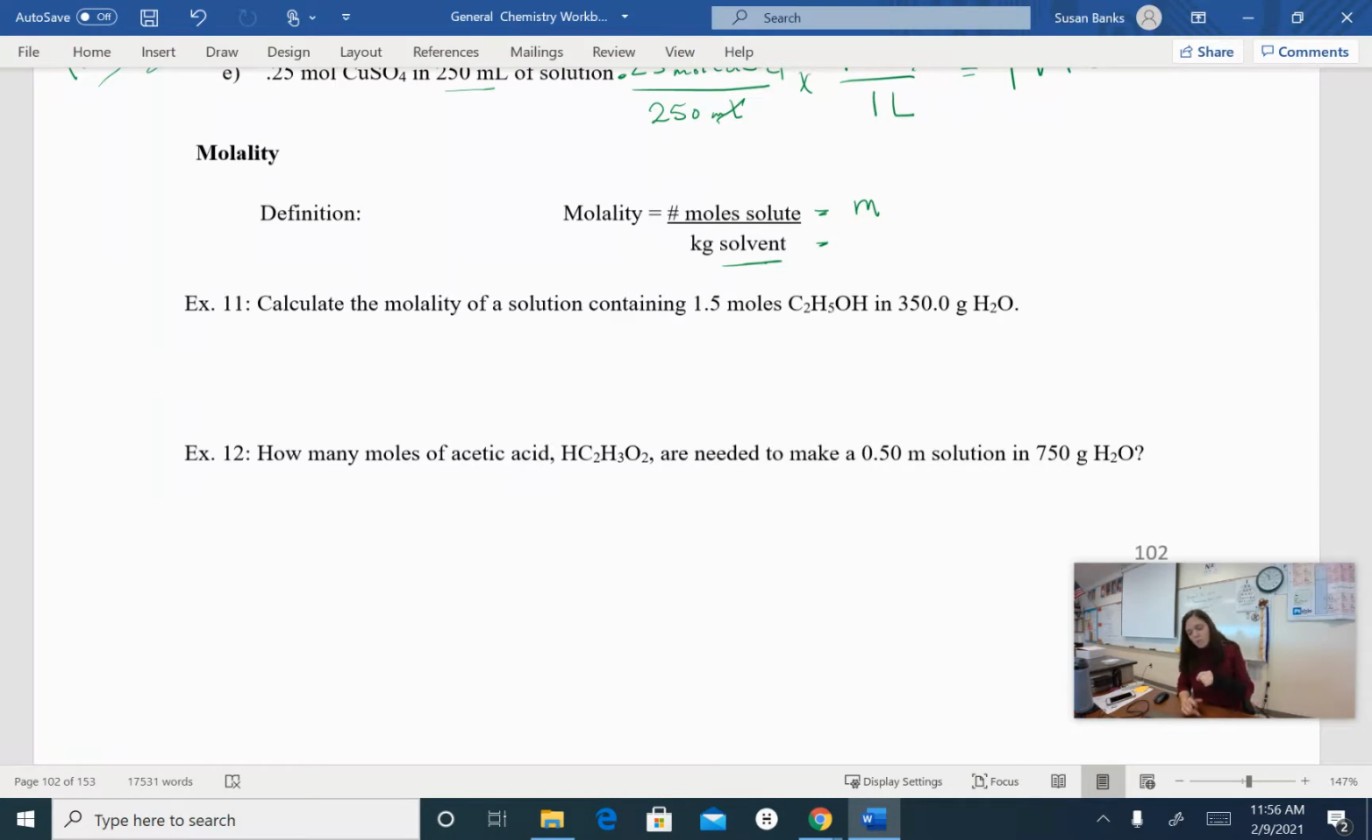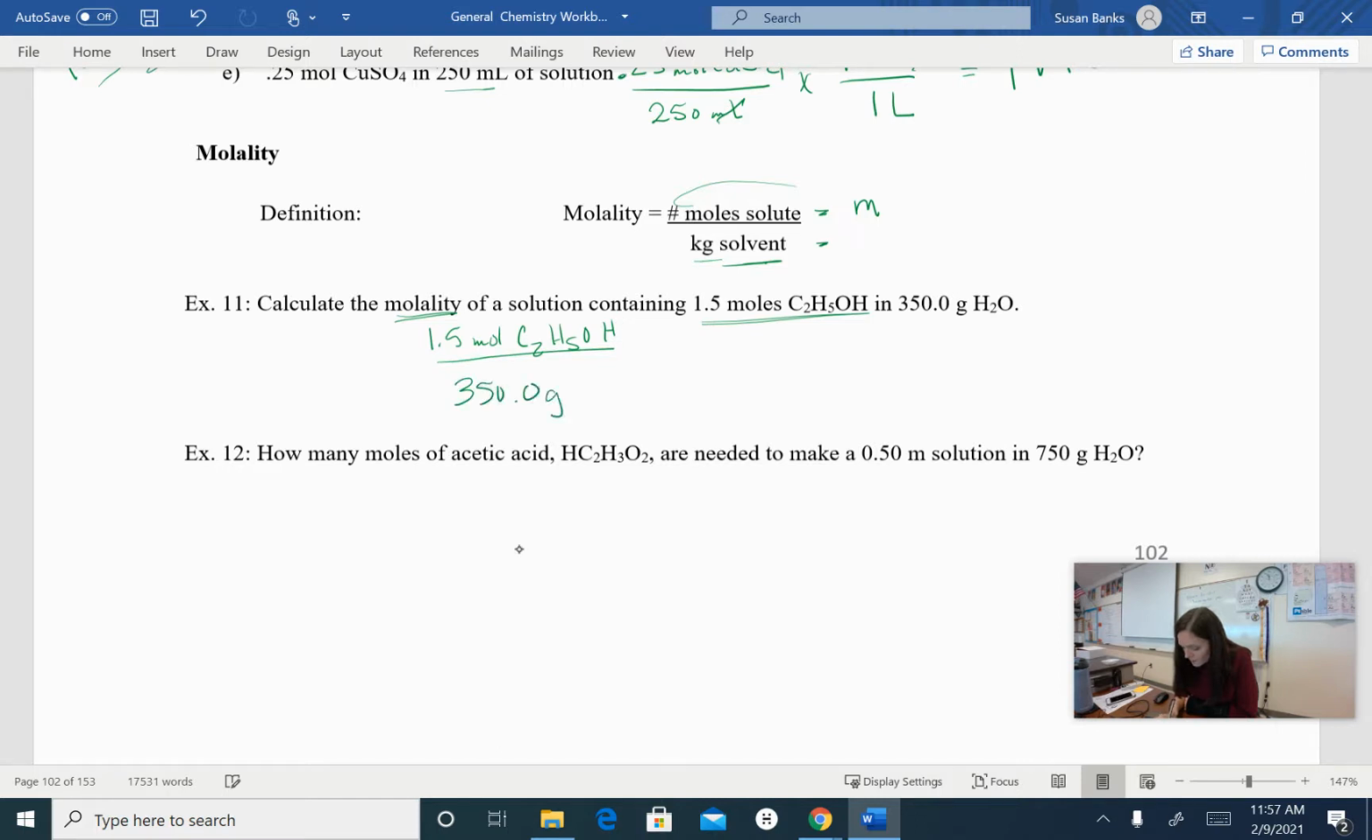All right, so once again, we're going to need a calculator. Example 11, calculate the molality of a solution containing 1.5 moles. There's my mole, so I'm going to put that on top, right? So 1.5 moles of ethanol and I have 350 grams. Ooh, this needs to be in kilograms.